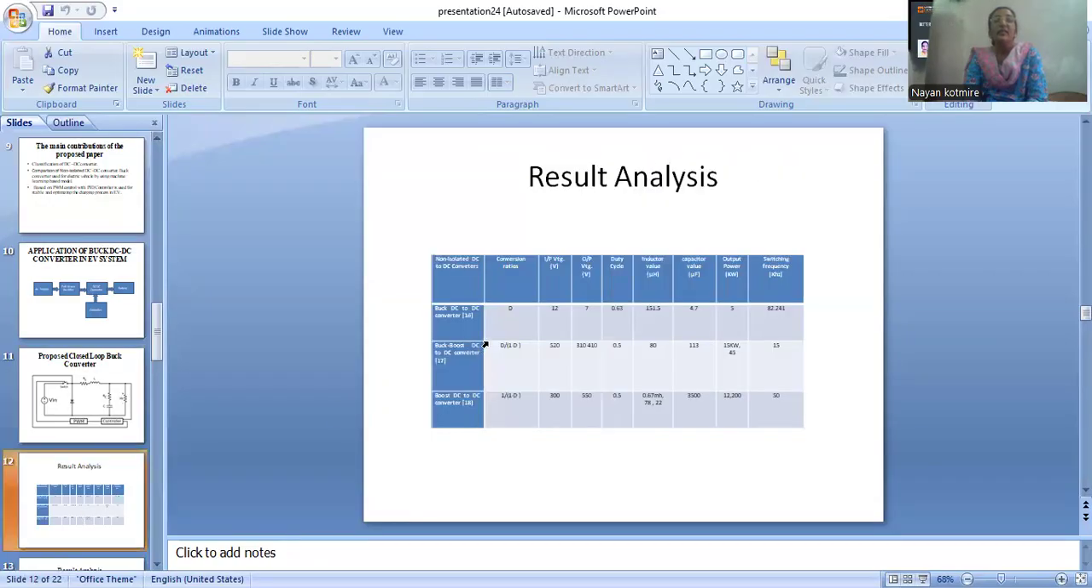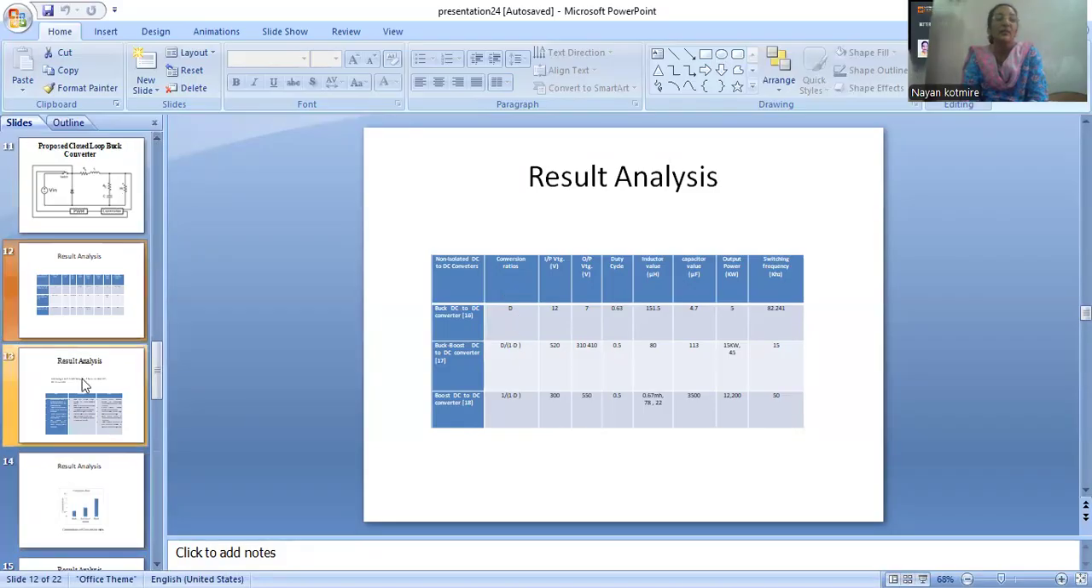This is the result analysis for the buck converter, boost converter, and buck boost converter in terms of conversion ratio, input voltage, output voltage, duty cycle, output power, and switching frequency. For the buck converter, the switching frequency is 82. For the boost converter, it is 15. For the buck boost converter, it is 50. So from this result analysis, it is found that the buck converter is suitable for the proposed charging system.